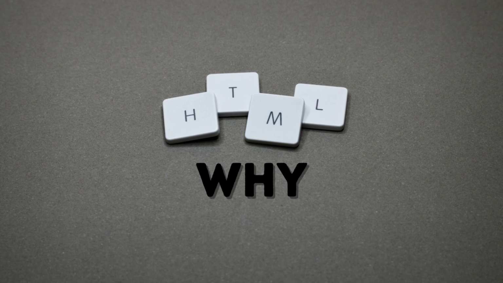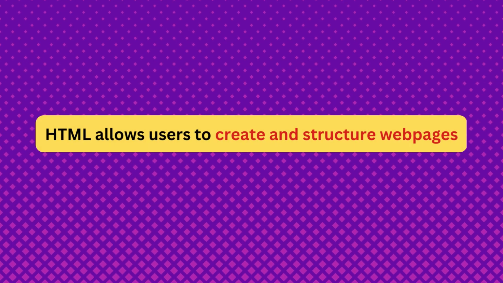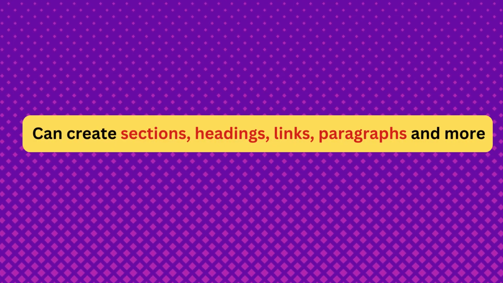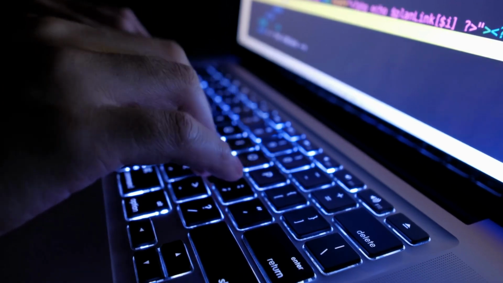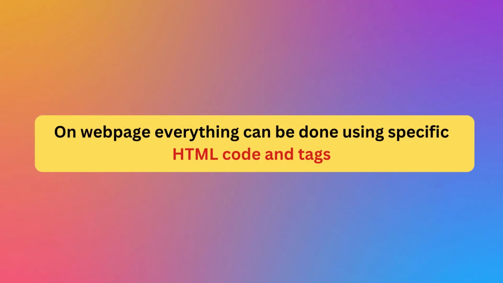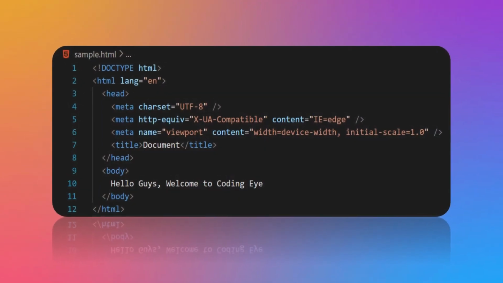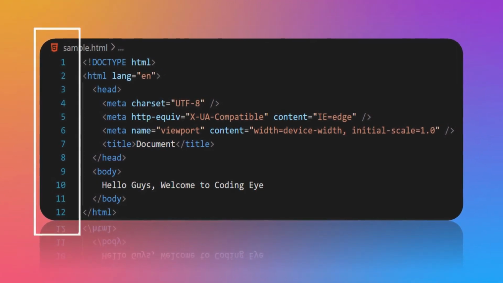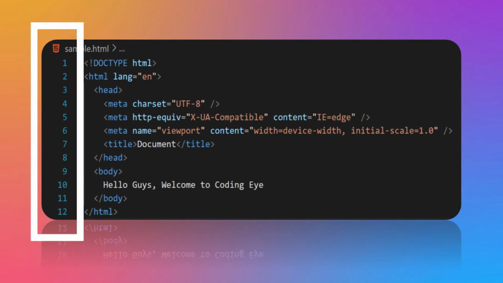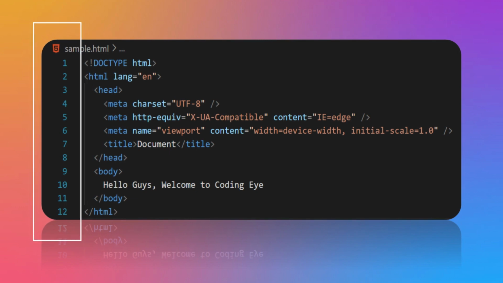Now let's see why HTML is required. HTML allows us to create and structure web pages. Using HTML we can create sections, headings, links, paragraphs and many more. These all we will discuss in further videos, and these are things we generally see in web pages while we are browsing. On a web page, everything can be done by using specific tags and codes in HTML. This is a sample HTML page and this is a sample HTML code. Here these 12 lines are HTML syntax. This syntax we will clearly discuss in further videos.